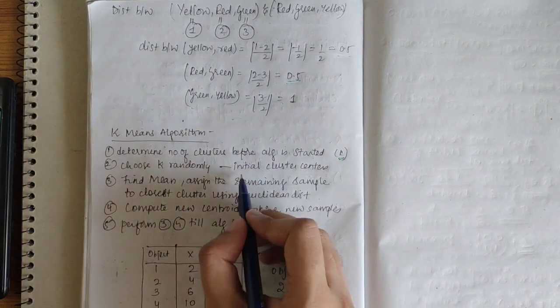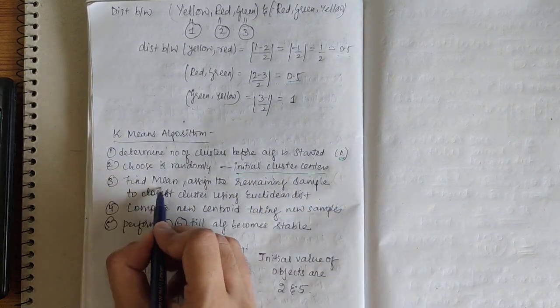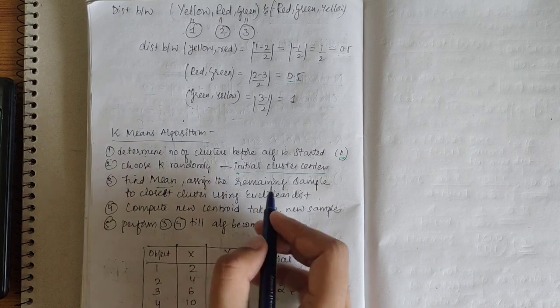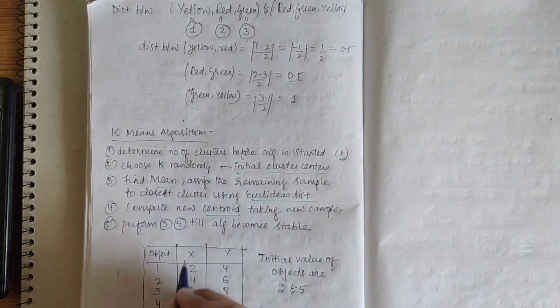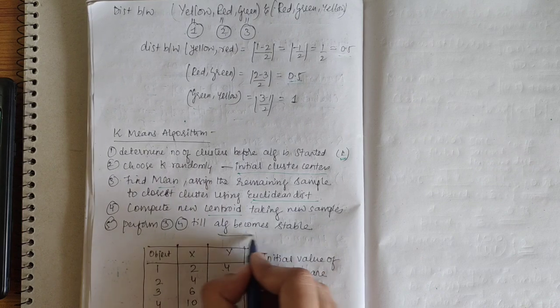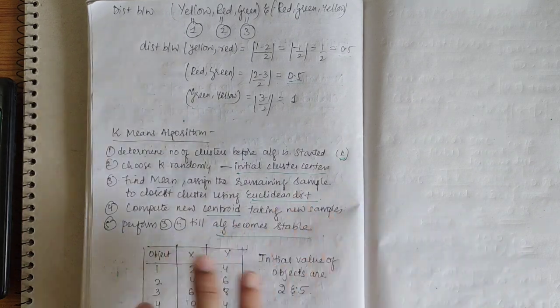Then choose k initial cluster centers randomly, find the mean, and assign the remaining samples to the closest cluster using Euclidean distance. Then compute the new centroid by taking the new samples. Perform steps 3 and 4 until the values stay in the same clusters.